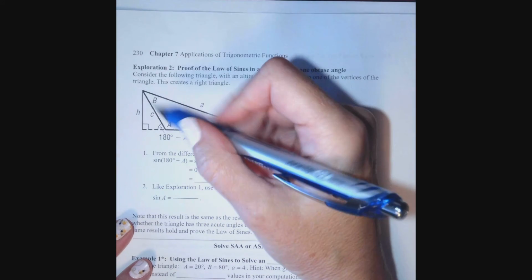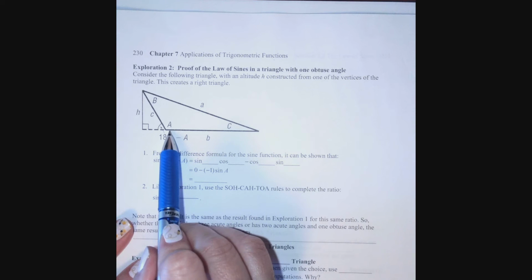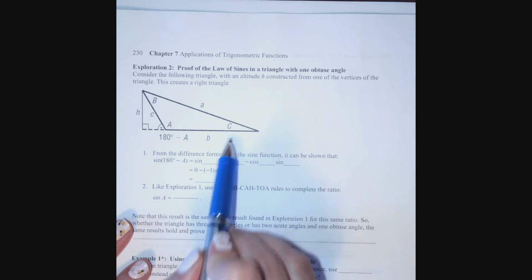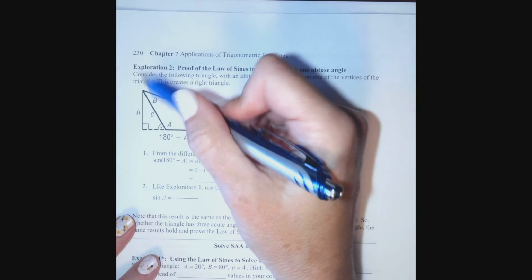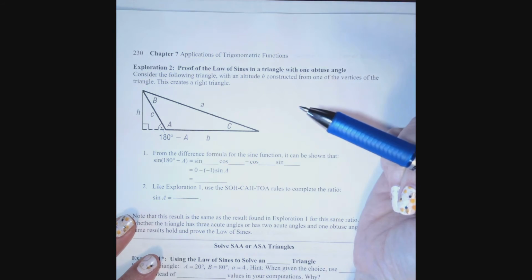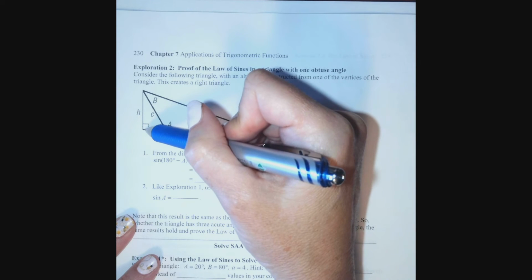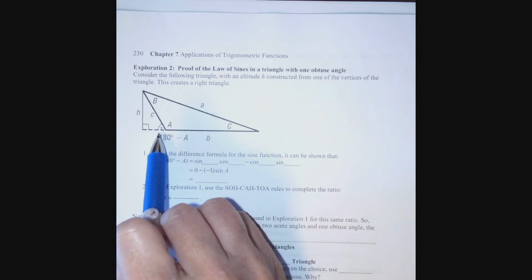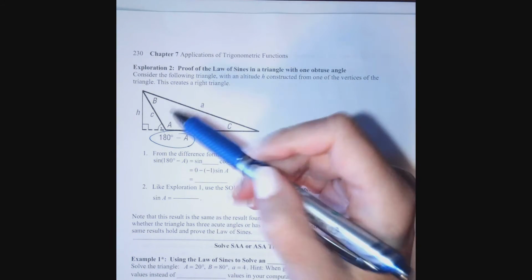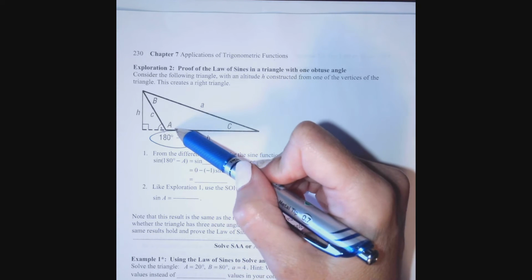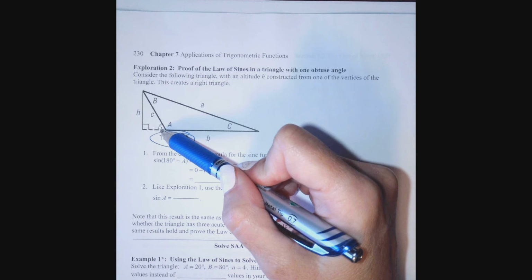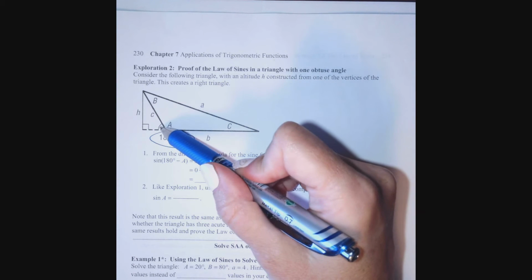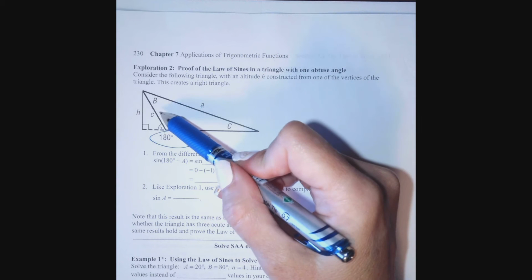So you see your triangle ABC here, where A is an obtuse angle, B and C are acute angles. I can draw the height of this triangle just like I did the acute triangle, but this time the height doesn't go inside because of the obtuse angle. From the difference formula for the sine function, it can be shown that the sine of this angle right here is 180 degrees minus A. So whatever A is, this is the rest of that straight angle, 180 minus A. The sine of this angle is going to be opposite over hypotenuse.